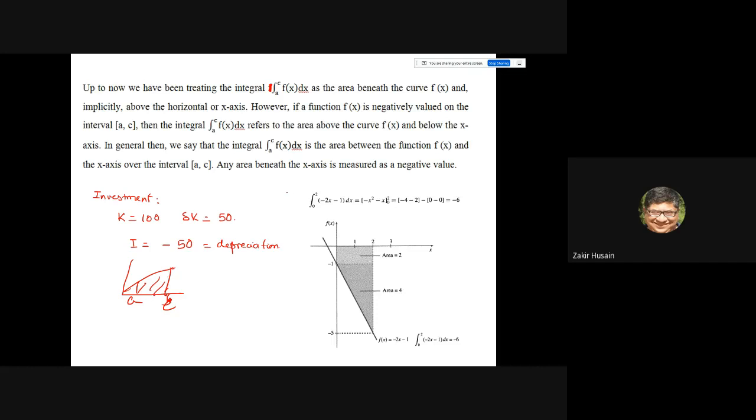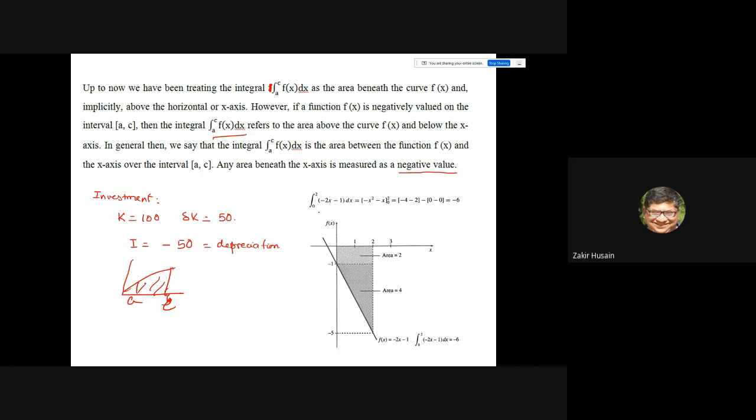But if the function is negatively valued in the interval, then this integral of f(x) from a to c refers to the area above the curve. As you can see, this is above the curve and below the x-axis, between the function and the x-axis. Any area beneath the x-axis is then measured as a negative value.